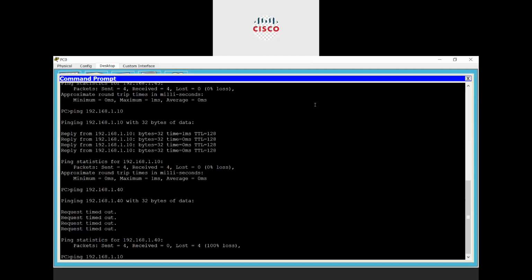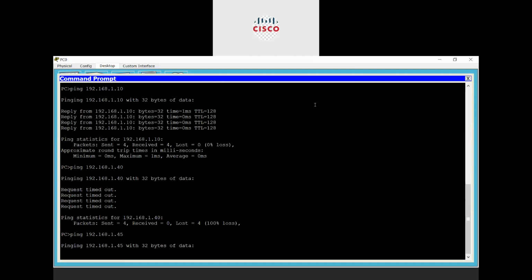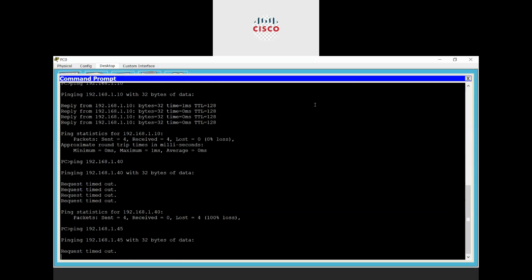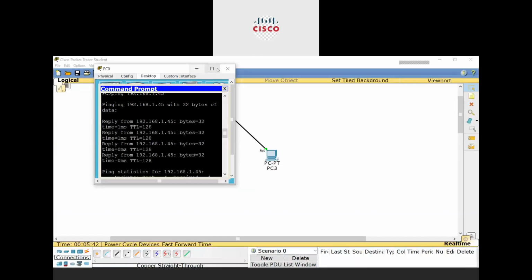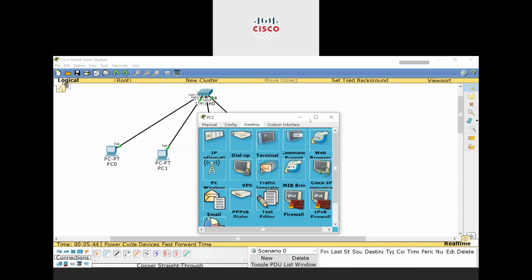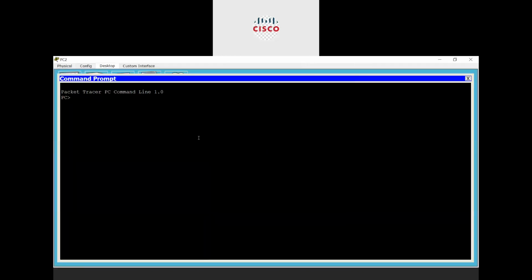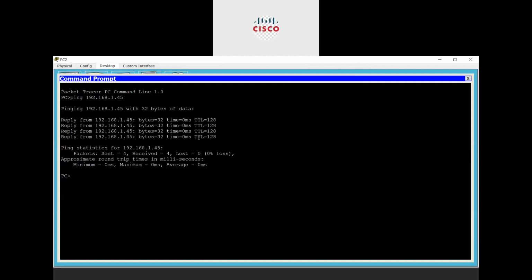Let's take the example of 45. We will get the same result. Request timed out because the packet could not reach 192.168.1.40. That's why this message is received. Now coming to the 1.40 PC, now ping 192.168.1.45. Yes, I can communicate with 45 because 1.40 and 1.45, these two IP addresses belong to the same subnet.